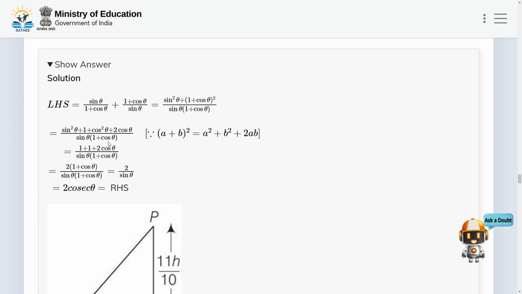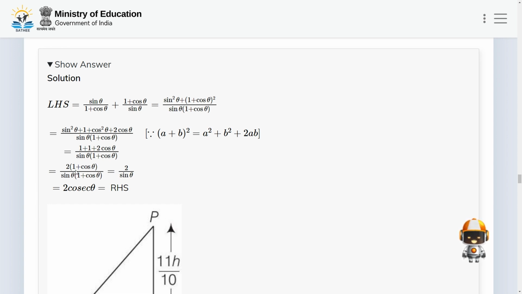And we know the trigonometric identity sin square theta plus cos square theta is equal to 1. So if we put the value of sin square theta plus cos square theta equal to 1, we'll get 1 plus 1 plus 2 cos theta divided by sin theta into 1 plus cos theta, and this is equal to 2 times 1 plus cos theta divided by sin theta times 1 plus cos theta.